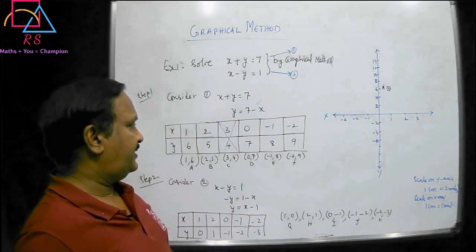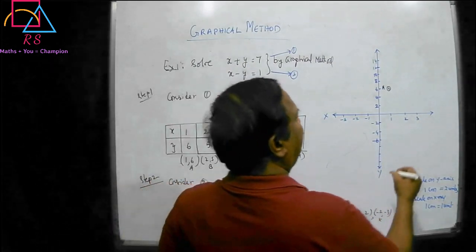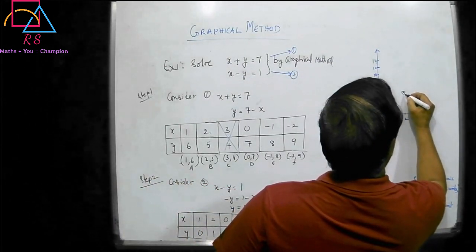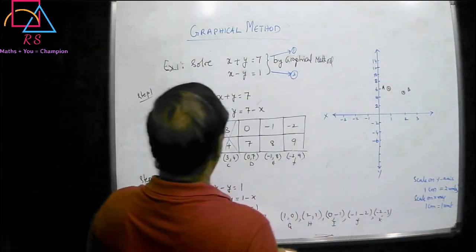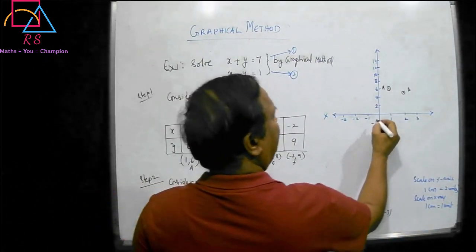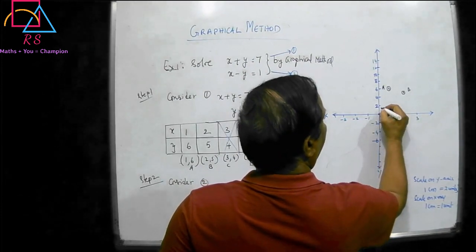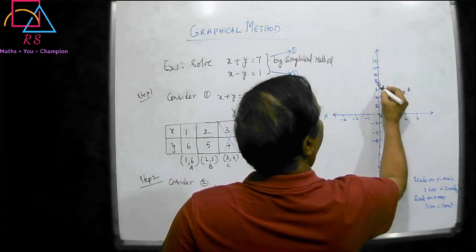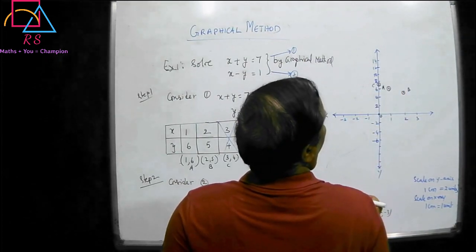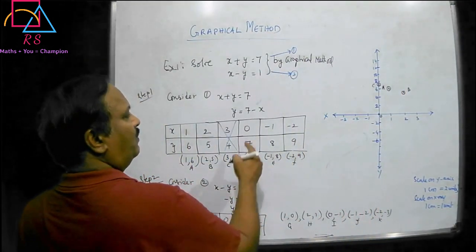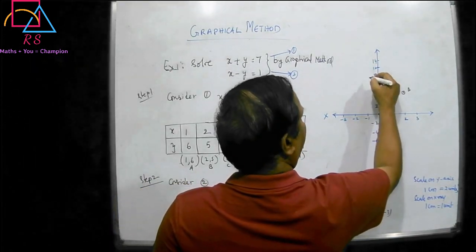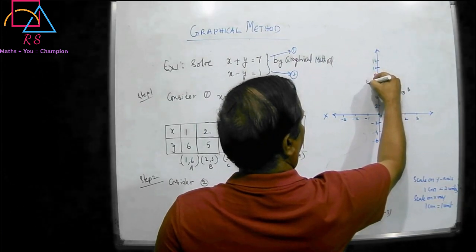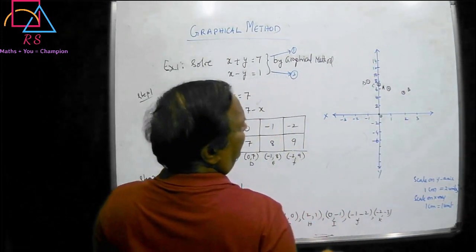So A is represented. B is 2, 5. Okay, this is B. And 0, 7. 0 is here, this is 0, 7 in between. This is C. Okay. Now minus 1, 8. Minus 1, 8, so it will come like this. This is D. Now I will join it.